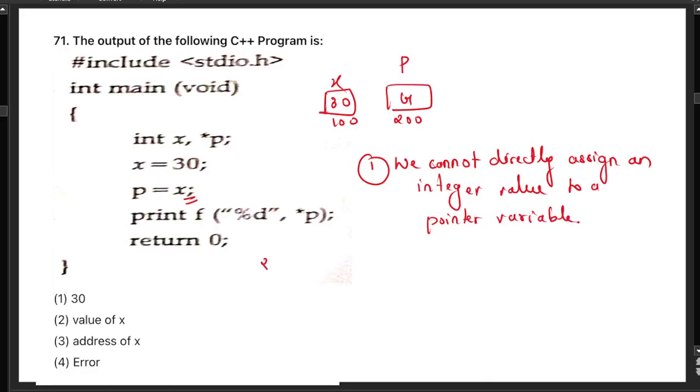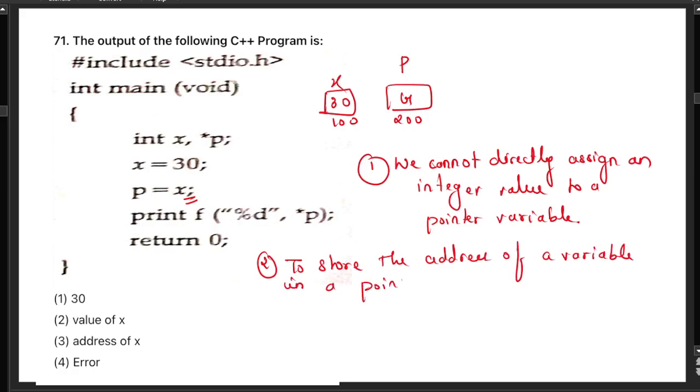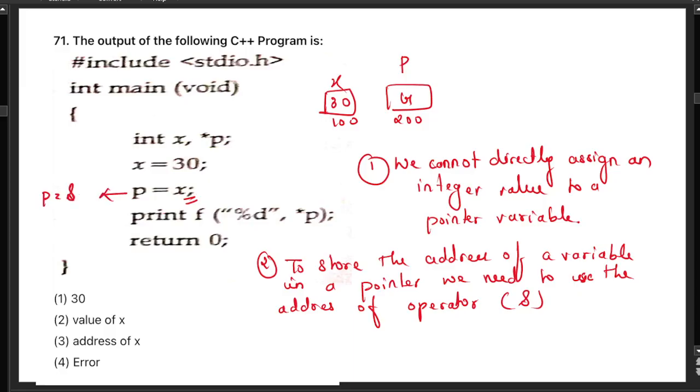Second, to store the address of a variable in a pointer, we need to use the address-of operator, which is this one. Okay, so if we have to correct this, then this line should be like this: p is equal to address of x. After that, it will give us the correct answer.